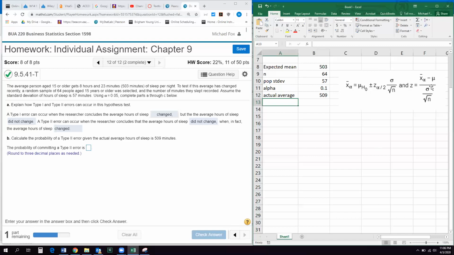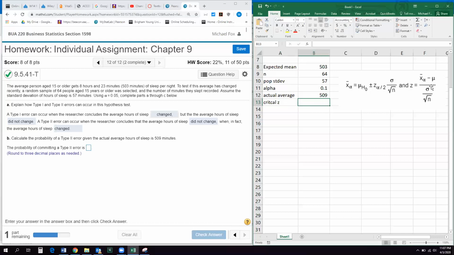This is a two-tailed test, meaning this isn't like we think it's higher, or we think it's lower. We're testing to see if it changed. So our null hypothesis would be that the mean equals 503 minutes, and our alternative hypothesis is that it does not equal 503 minutes. The first thing we need to find to use these formulas is our critical z.